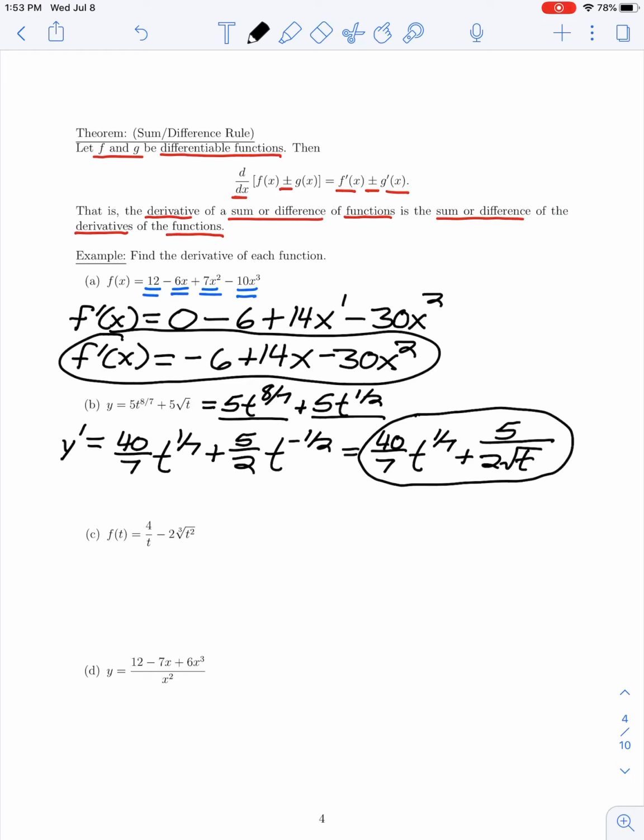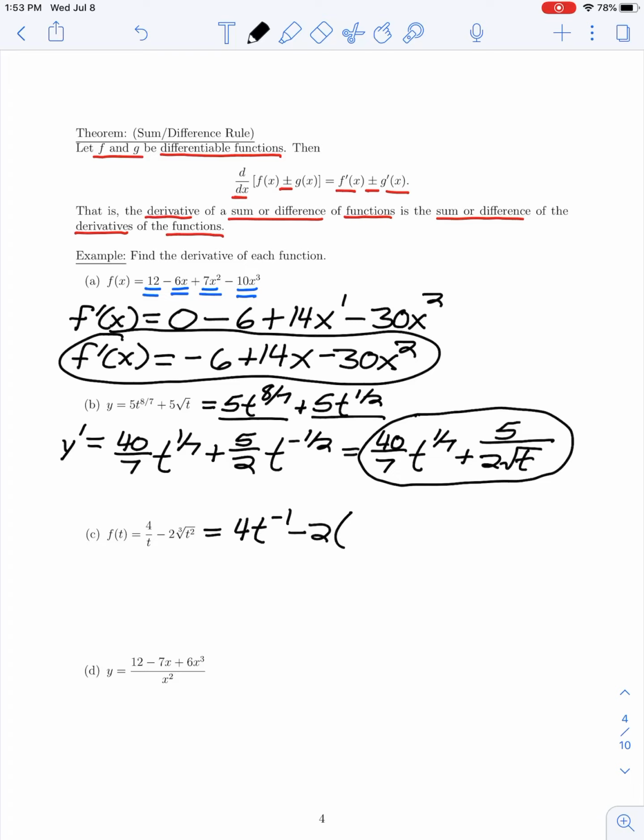So let's look at another one. In part C, we have f of t is 4 over t minus 2 times the cubed root of t squared. So for this one, it looks a little tricky at first, but if we rewrite this, it's not so bad. So starting with the first term, 4 divided by t, we can rewrite that as 4 times t to the negative 1 power. And then we have a minus 2 times the cubed root of t squared.